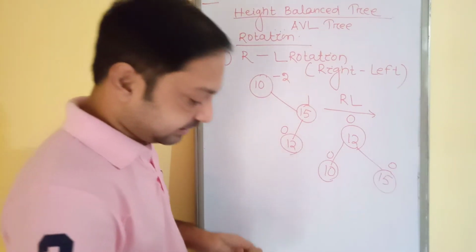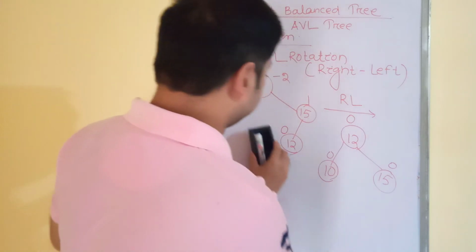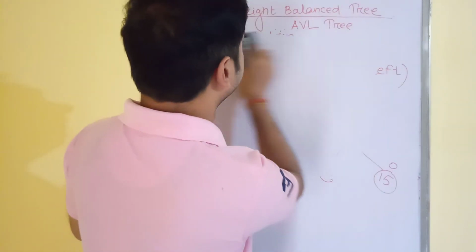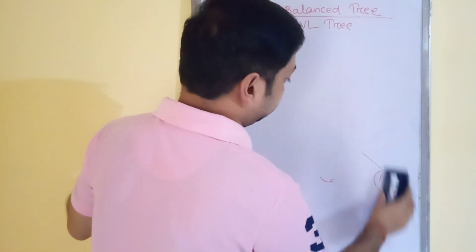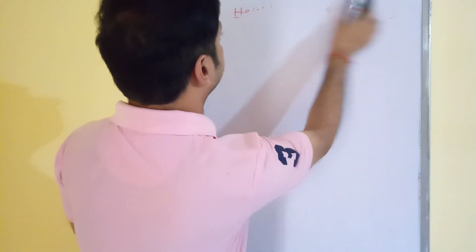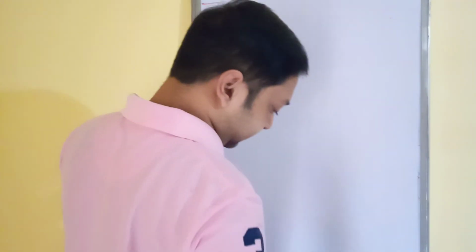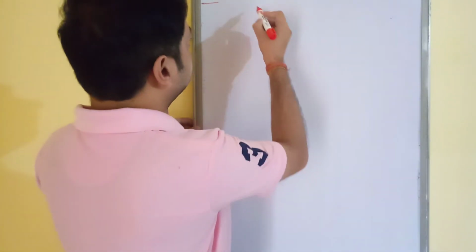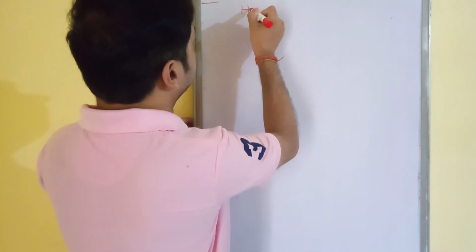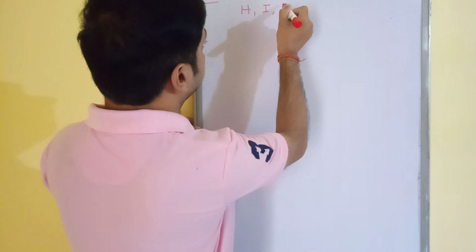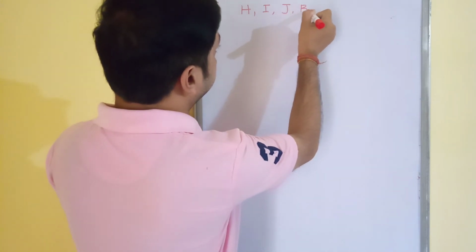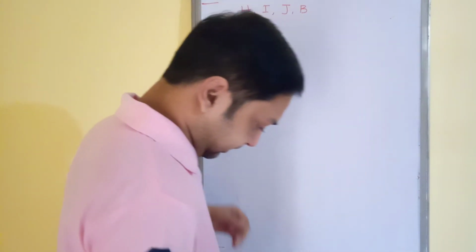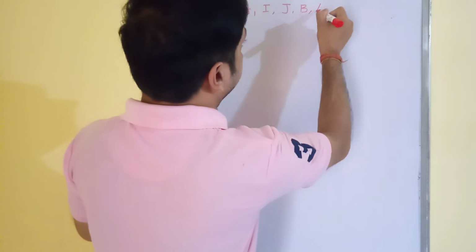So now let us take a simple example to design an AVL tree. Let me write the question here. Design an AVL tree from the following nodes, that is H, I, J, B, A, E, C, F.